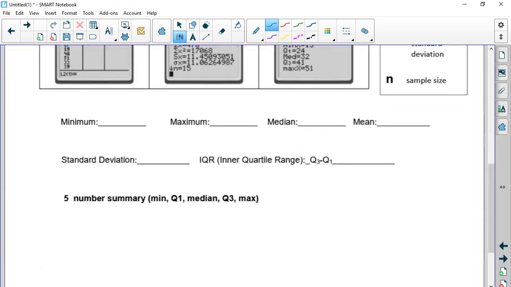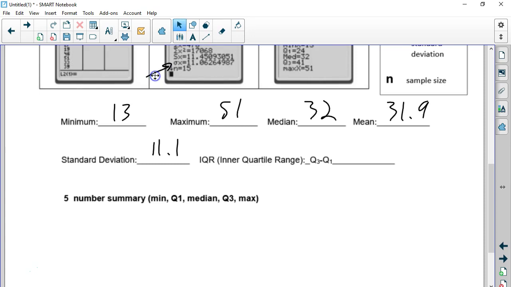So, what was the minimum value? It was 13. The maximum value was 51. The median was 32. And the average, very first number we saw, 31.9. Now, the standard deviation, we're going to go with 11.1. We're going with the sample standard deviation, right here. It actually should be, no, I'm sorry, we're going with the population. 11.1. 0.06 rounds to 0.1.